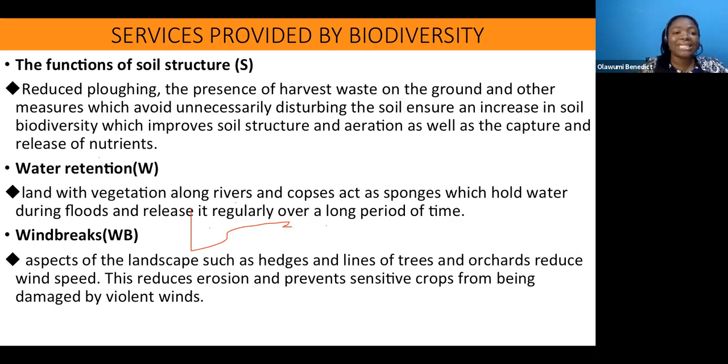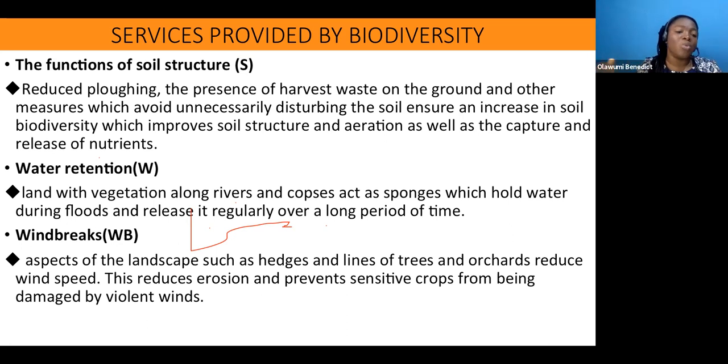So we also look at HES. HES is the function of soil structure. We are saying that we need to reduce plowing. Some already say they do zero tillage, very good. Some of us who are still plowing, we need to reduce it, and leave harvest waste on the ground and apply other measures which avoid unnecessary disturbance of the soil. You see, when we disturb the soil too much, it's not good for the ecosystem itself because there are living organisms in the soil.